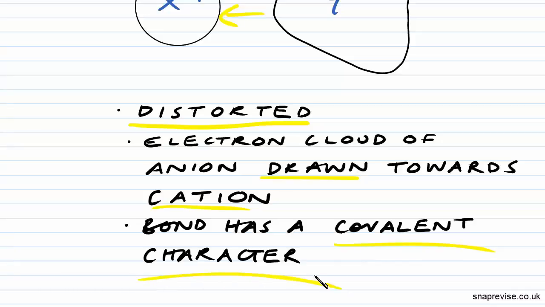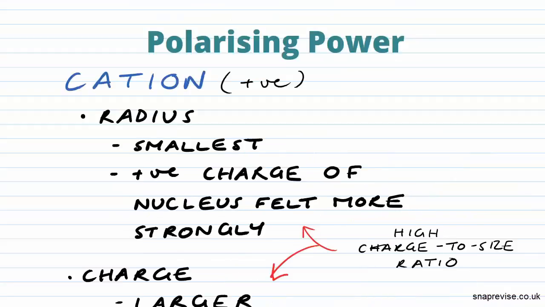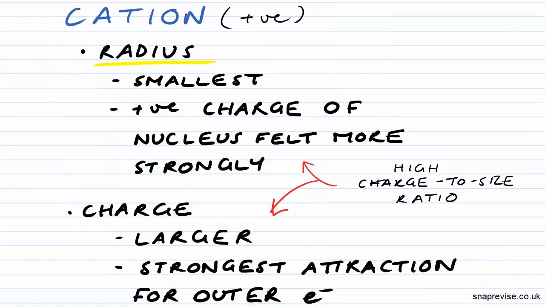So the polarizing power of our cation depends on many factors, and we'll have a look at those now. The first factor is the radius, the ionic radius. The smaller the radius, the more polarizing the cation, and that's because the positive charge of the nucleus will be felt more strongly when there's a smaller radius.